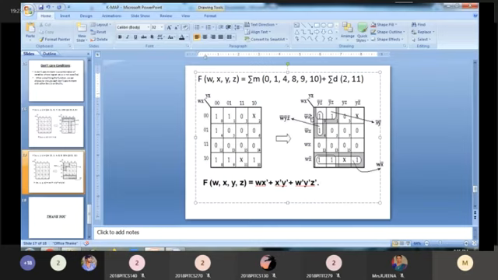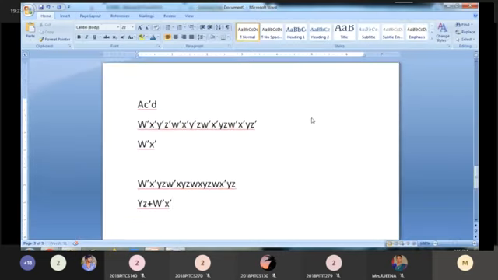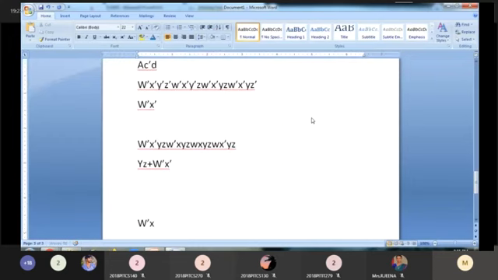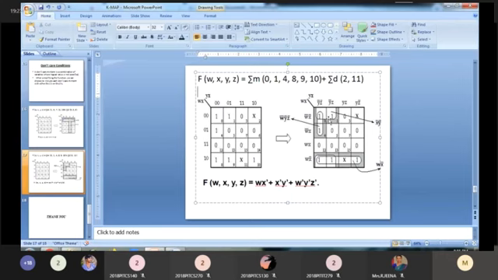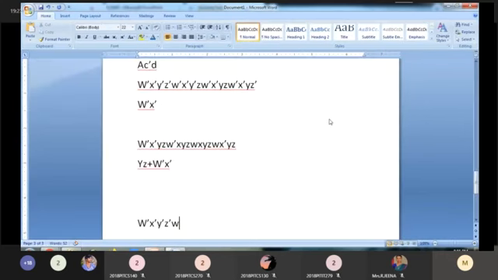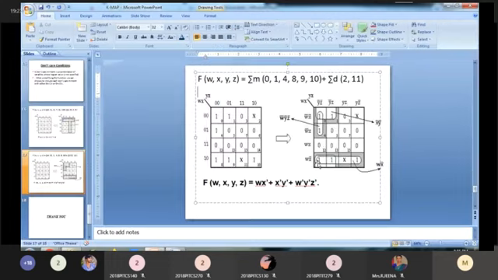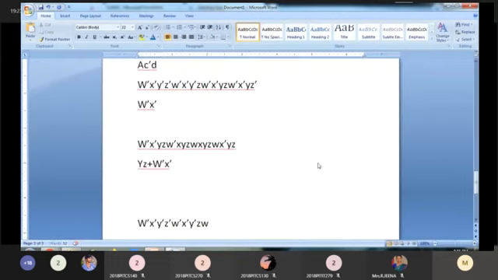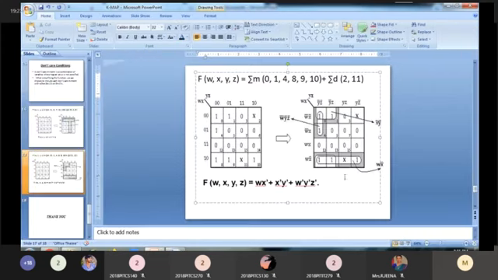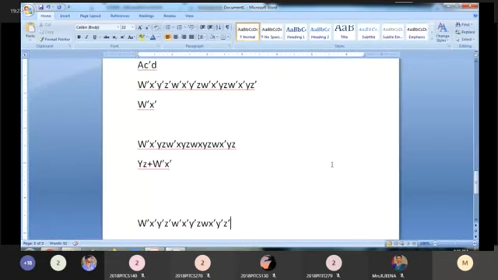Okay, so what are the values? W bar, X bar, Y bar, Z bar. Then what is the next value? W bar, X bar, Y bar, Z. What about the next value? W X bar, Y bar, Z bar. What about the next value? W X bar, Y bar, Z.